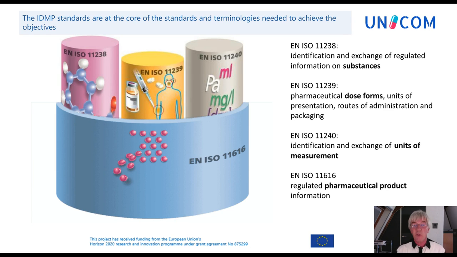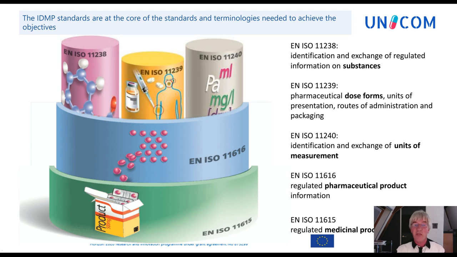And the pharmaceutical product, that's a different standard. That's where all these 3 things come together, and one pharmaceutical product has a number of substances with strength and a dose form, a unit of presentation, etc. Of course, that's the pharmaceutical product, but it can be marketed in different markets under different names and in different boxes and sizes. And that's where the 5th element comes in.